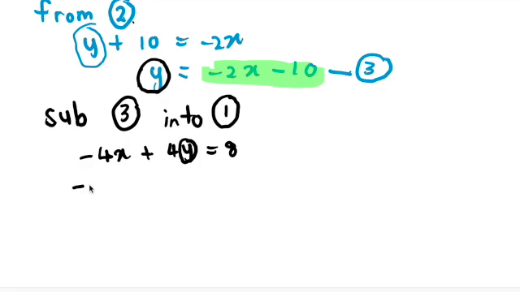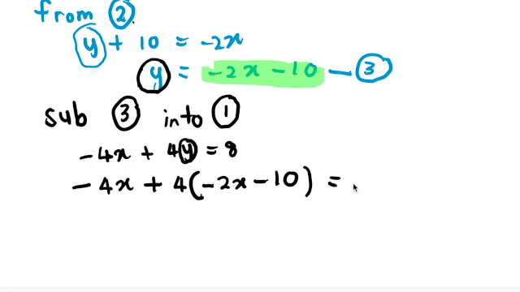So, yang lain tulis balik, negative 4x plus 4. Okay, for the term that we want to substitute, put brackets and write down the value we want to substitute, negative 2x minus 10, equals 8. I always ask you guys to highlight using the same color. That color is what you must substitute. So next, solve.